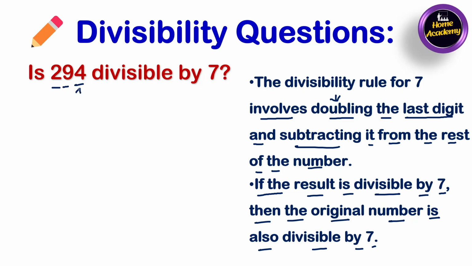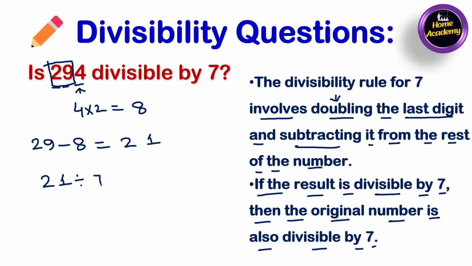In 294, the last digit is 4, so we will double it. 4 times 2 becomes 8, and we subtract it from the rest of the number. The rest of the number is 29. So 29 minus 8 equals 21. If the result is divisible by 7, then the original number is also divisible by 7. So 21 divided by 7, the result is 3. It means no remainder.